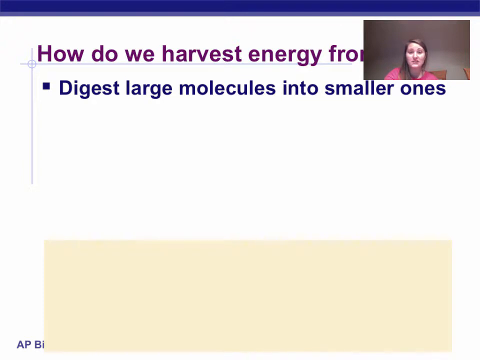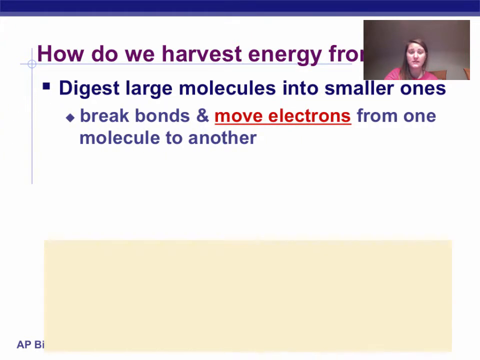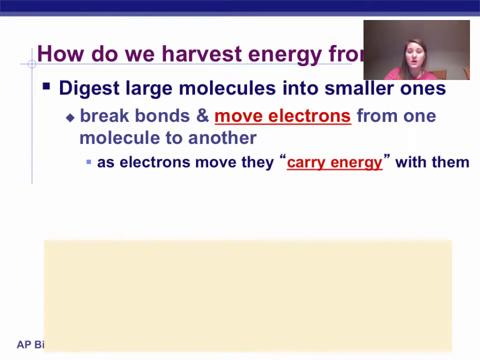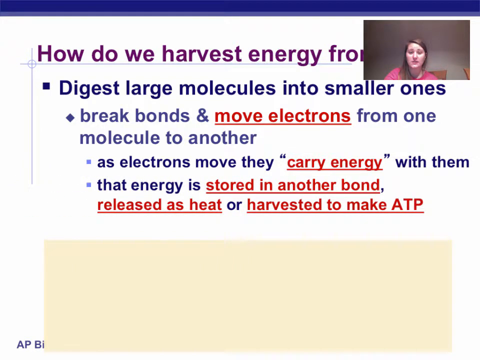So, how do we digest large molecules into smaller ones? By breaking the bonds and moving electrons from one molecule to another. Electrons are the energy carriers within our cells. Energy is stored in bonds and released as heat or transferred into ATP.